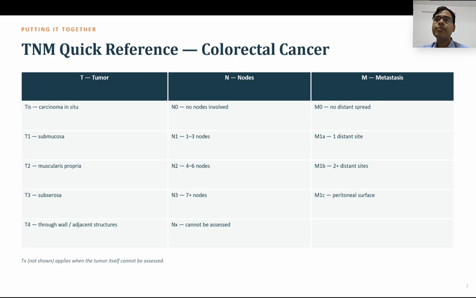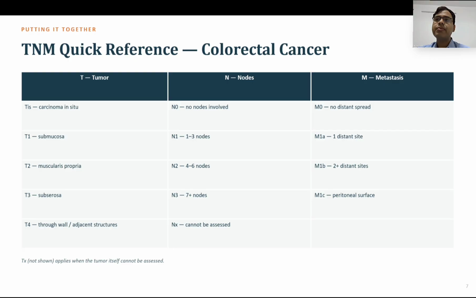Okay. So this is a table where we have put in all the parameters, that is the TNM parameters for colorectal cancers. Where T is tumor, N is node, M is metastasis, starting from TIS, that is carcinoma in situ. In T1, it is involving the submucosa. T2, muscularis propria. T3 is the subserosa, and T4 is involving the adjacent structures. So this table is uniform for all the types of solid cancers which you can think of.